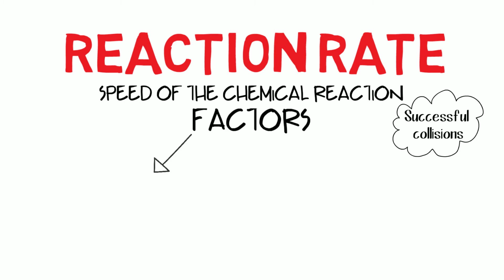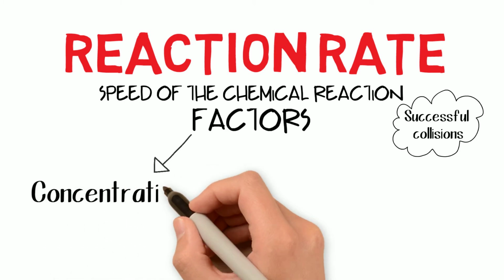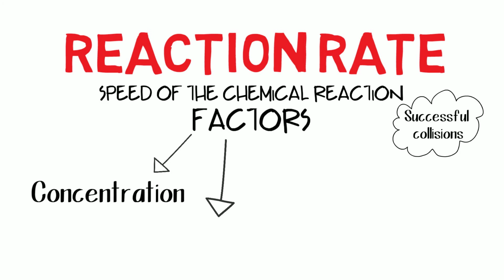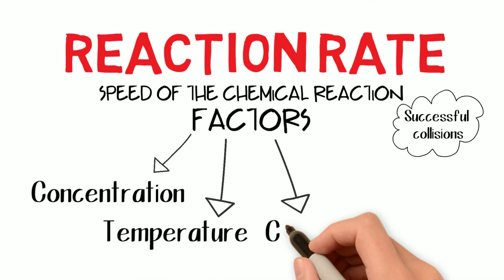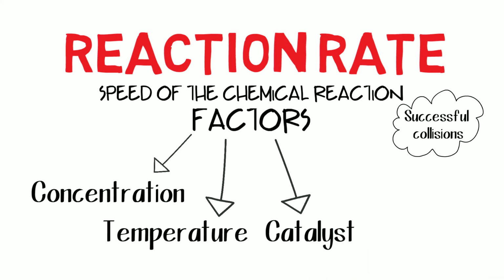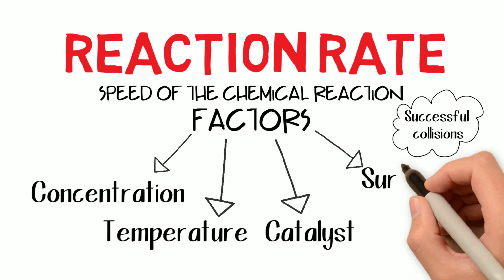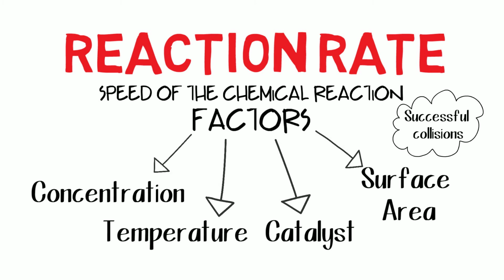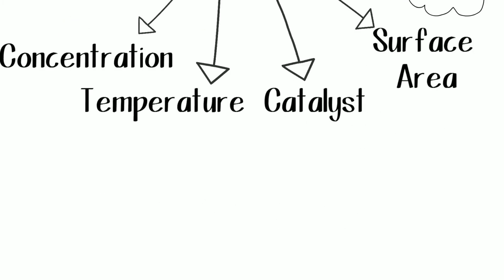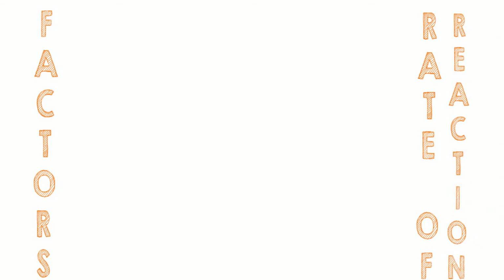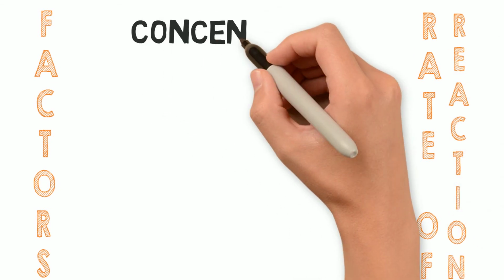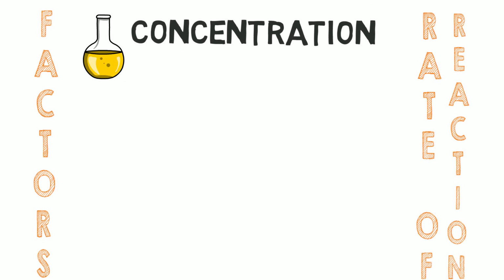Some of the factors affecting the reaction rate include, first, the concentration of the particles, second, the temperature at which the reaction is occurring, third, the presence of a catalyst, and fourth, the surface area of the reacting particles. We will now discuss the factors affecting the rate of reaction in more detail.